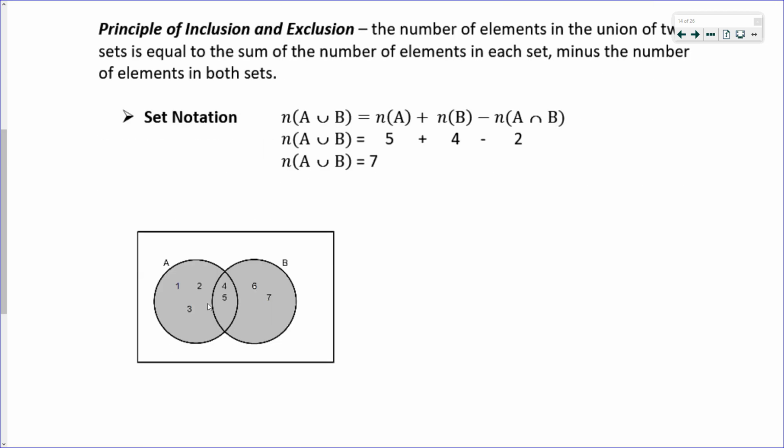Because if you include all of A and add together all of B, you've counted this overlap twice. To make it work, once you add all of A and all of B, you subtract the overlap because you've added it one too many times. Then what's left gives you what's actually there. So there are 5 in A, there are 4 in B, and we subtract the 2 that are in the middle, which gets us the 7 that's actually there: 1, 2, 3, 4, 5, 6, 7.